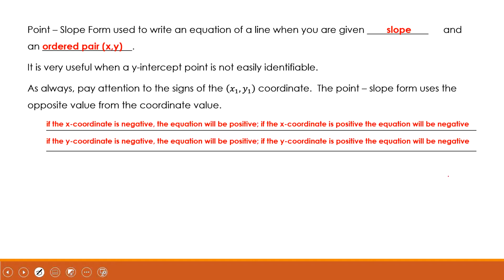So remember, our form is y minus y1 equals m times x minus x1. So if our x and y values are positive, we're taking the opposite of that. We're just plugging the positive number in for y1 and x1. Think of it, we're taking the opposite. If the x values and the y values are negative, then it's going to be minus negative x. So that's where it becomes the positive.